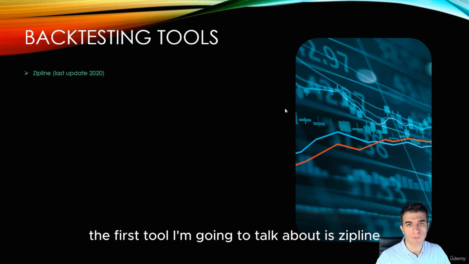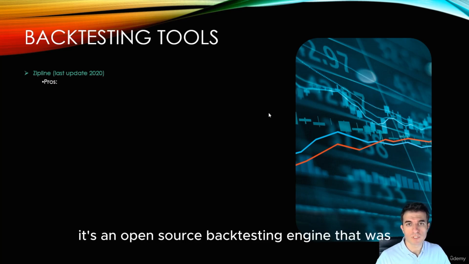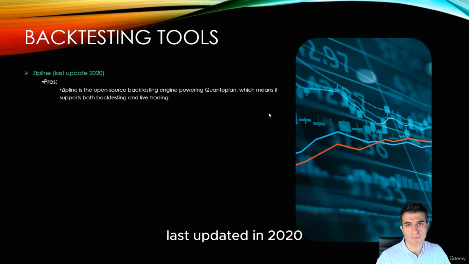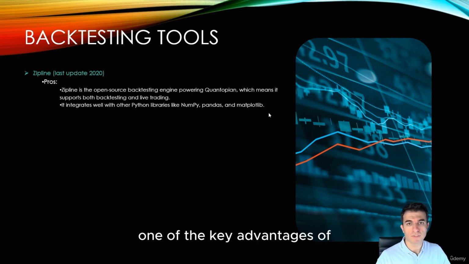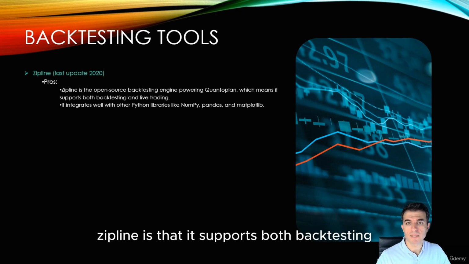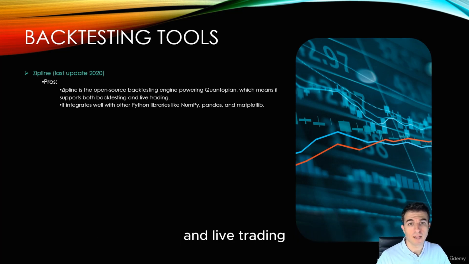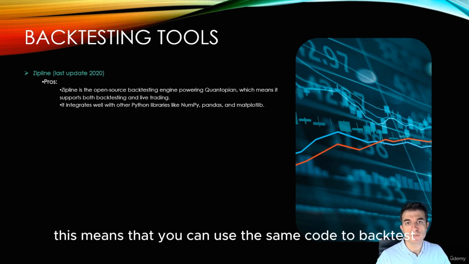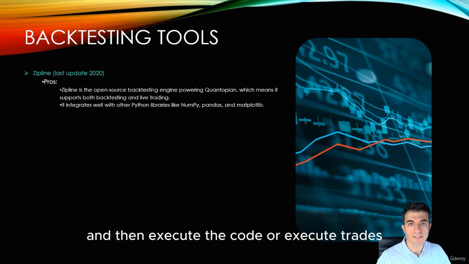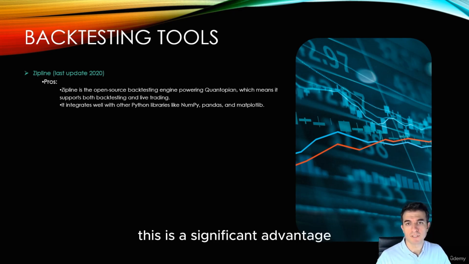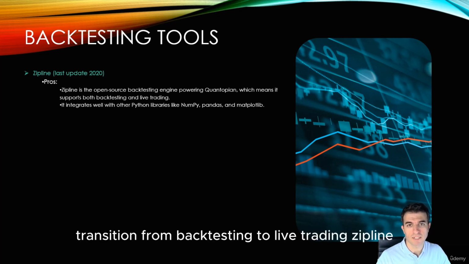The first tool I'm going to talk about is Zipline. It's an open source backtesting engine that was last updated in 2020. It was developed by Quantopian, a platform for building and testing trading strategies. One of the key advantages of Zipline is that it supports both backtesting and live trading. This means that you can use the same code to backtest your strategy on historical data and then execute trades in a live market.